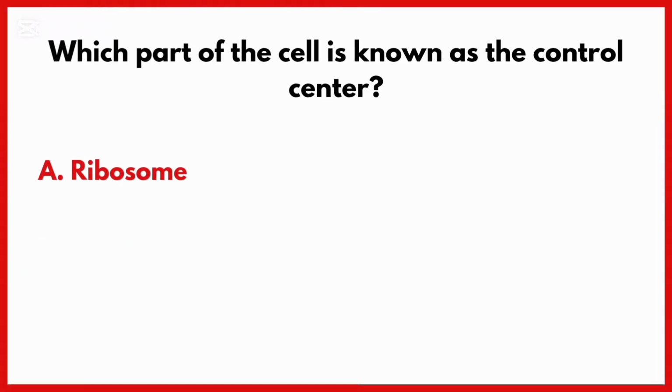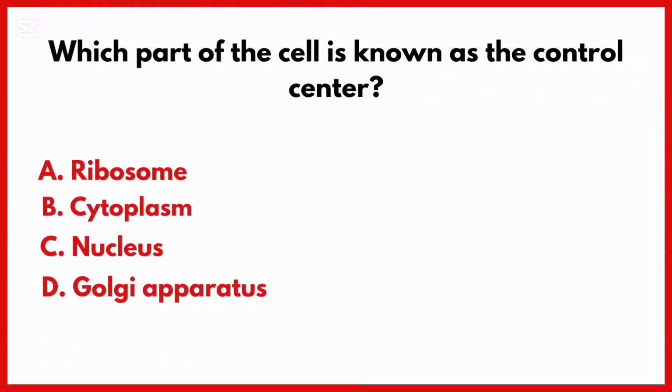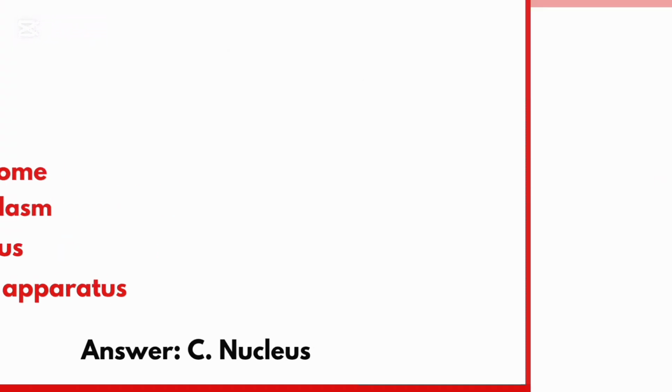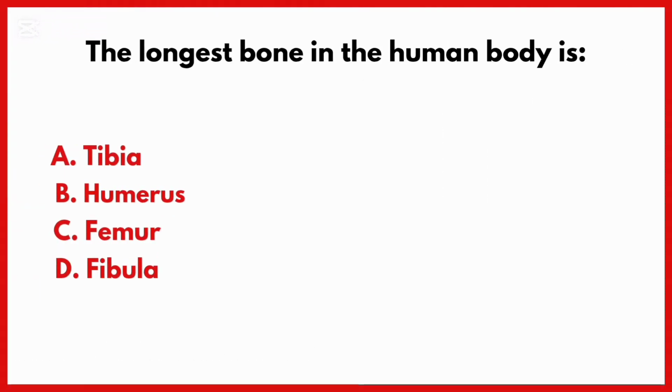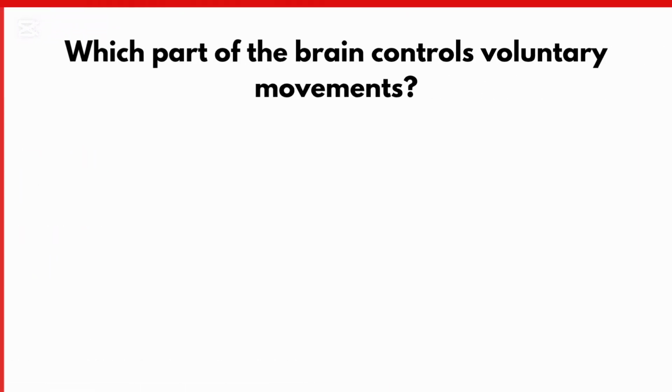Which part of the cell is known as the control center? Correct answer is option C, nucleus. The longest bone in the human body is. Correct answer is option C, femur is the longest bone in the human body.